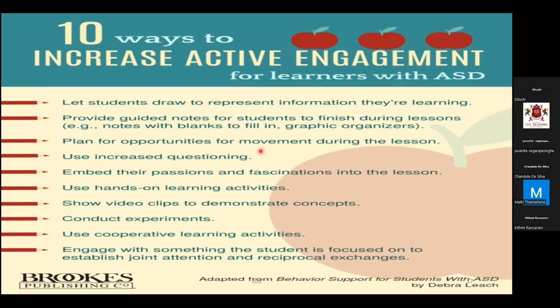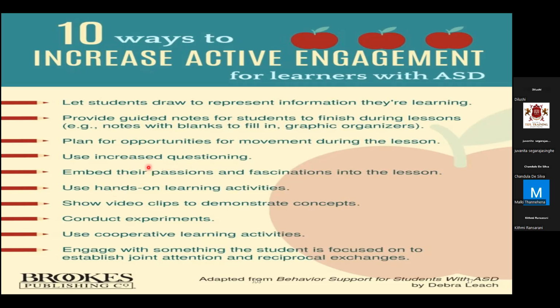Plan opportunities for movement during the lessons. Not making them sit all the time. Maybe stand up, walk around the class, or do something. Just speak to the partner, right? So all those help in developing positive behavior.